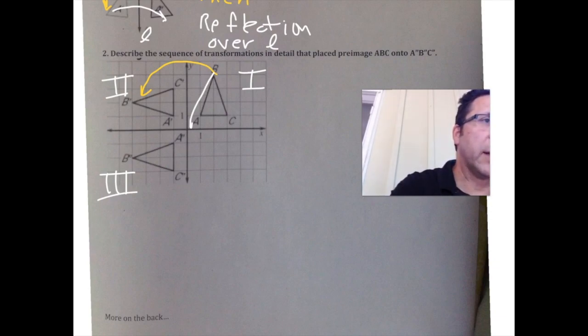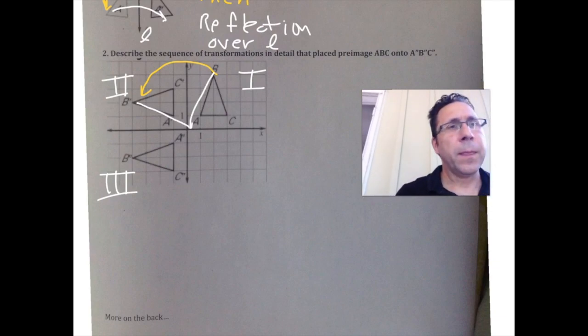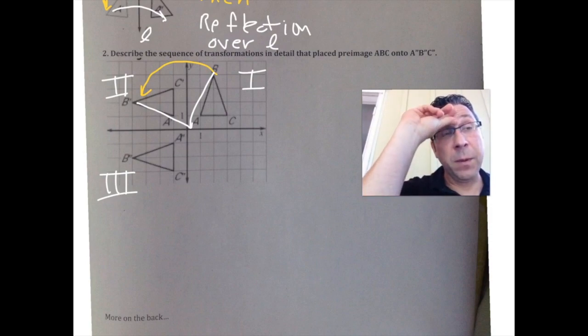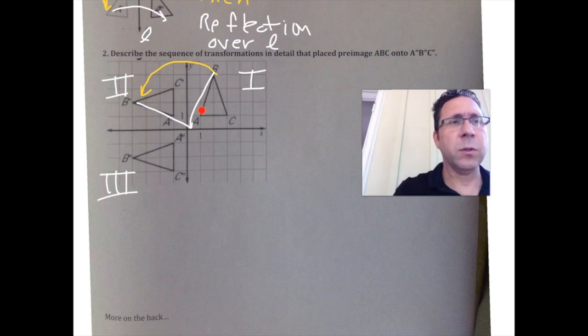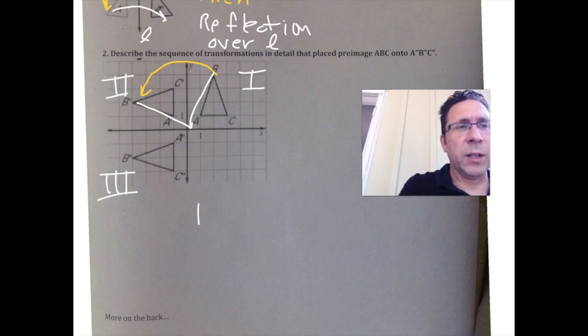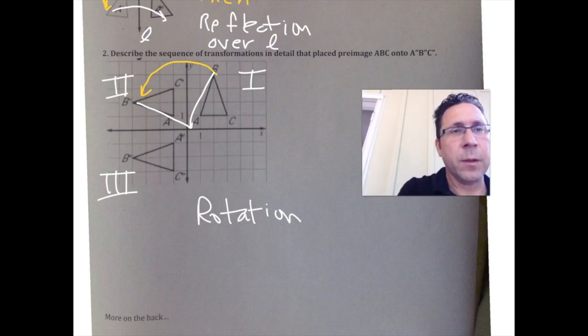Well, if we connect B with B prime, using the origin as the center of the rotation, you can see that it's forming a 90-degree angle right there at the origin. So this one begins with a rotation or a spin of 90 degrees, centered at the origin.